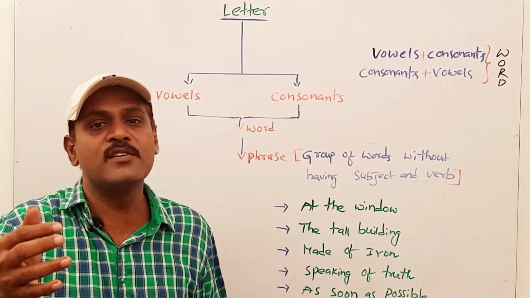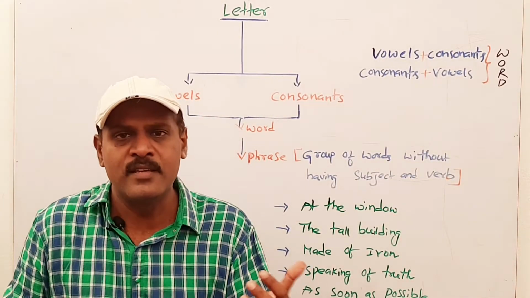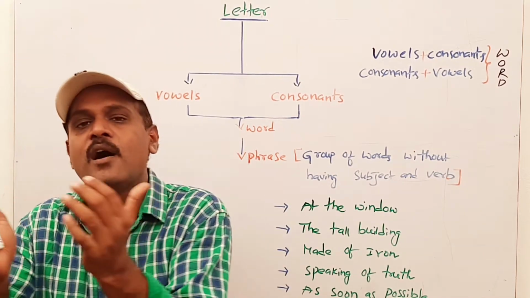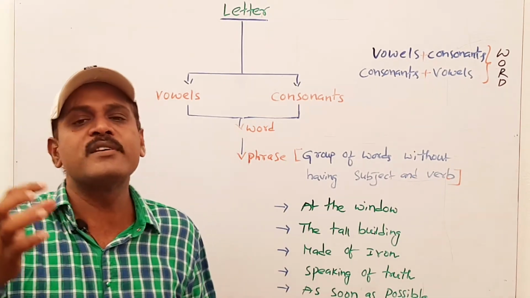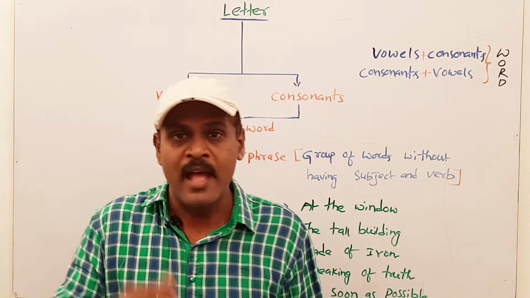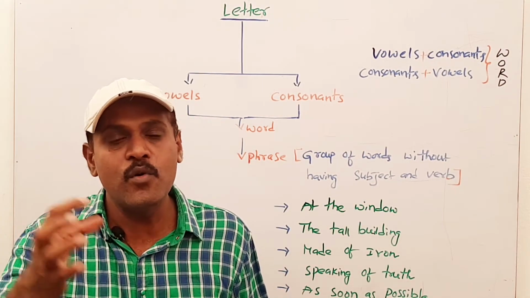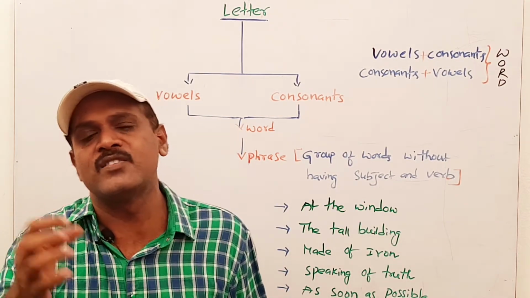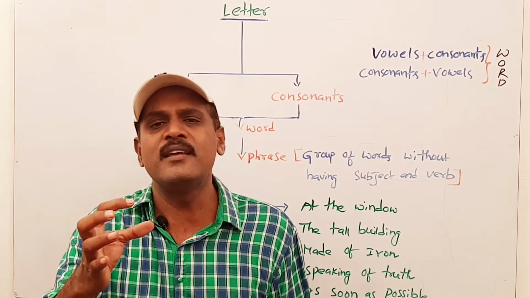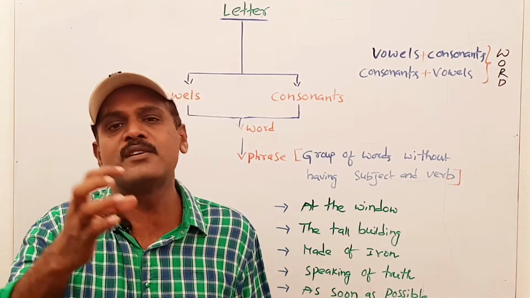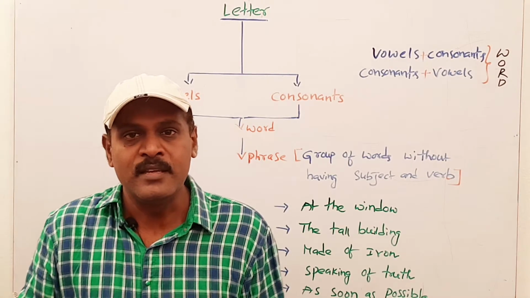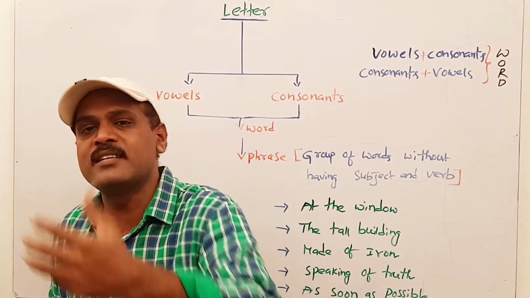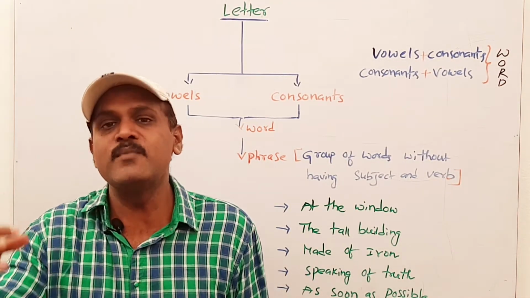So now I am going to tell you about the phrase. What is a phrase? A group of words is called a phrase. It is a part and parcel of a sentence, and it doesn't have one subject and verb. It is merely a part of a sentence. It is used for lengthening the sentence and for giving more information.